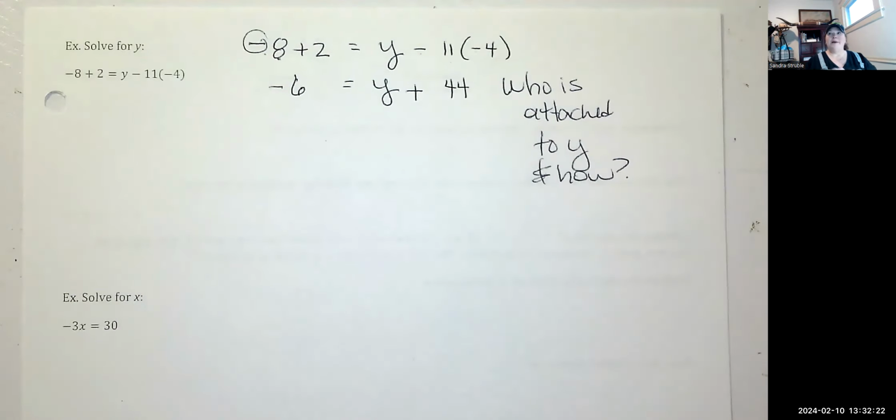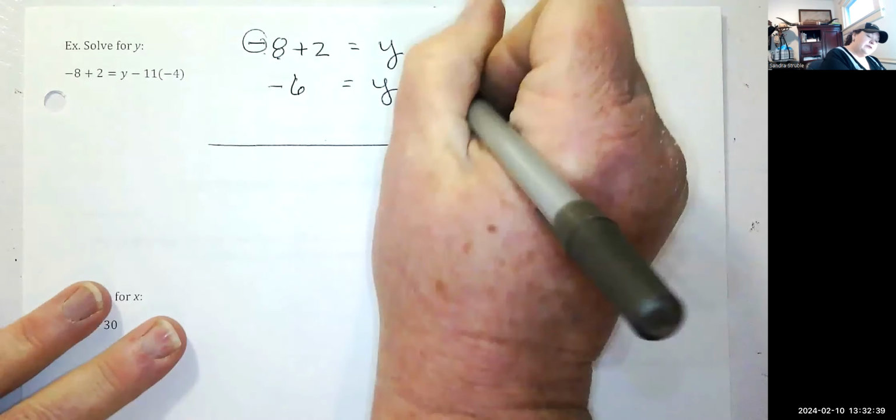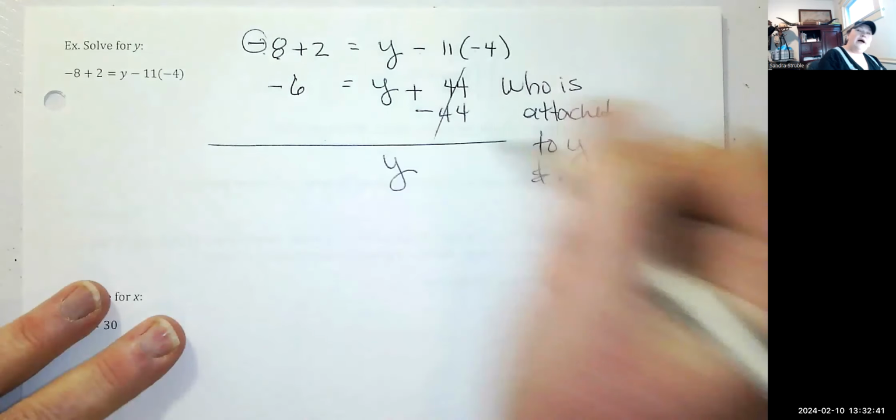44 is attached to y by addition. The opposite of addition is subtraction, or the inverse of addition is subtraction. So we have to subtract 44 from that right-hand side of that equal sign so that y can be isolated all by itself. So I'm going to subtract 44 from over here. And so this goes away and I'm left with y.